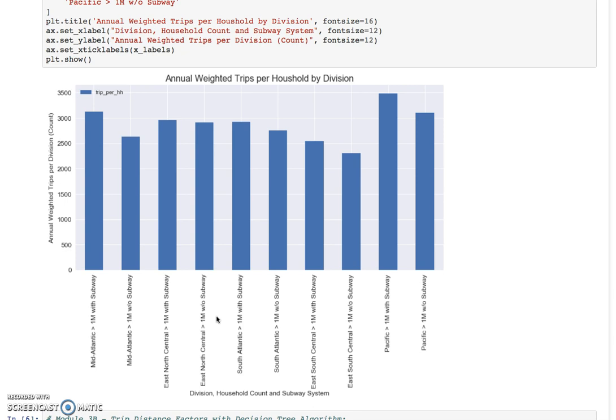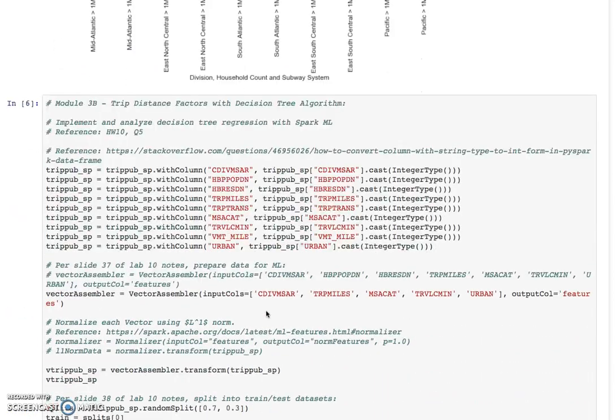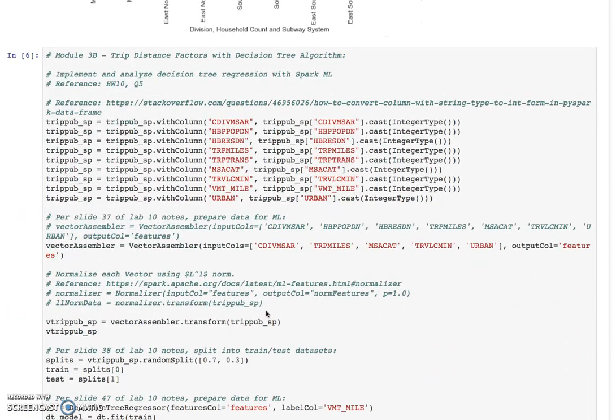And so you see that trend there on the right with the Pacific and some of the Atlantic areas. That's another trend to note: subway systems in urban areas may have more driving, but probably just because of more people and more cars. And then we're going to use the decision tree algorithm and look for additional relationships.